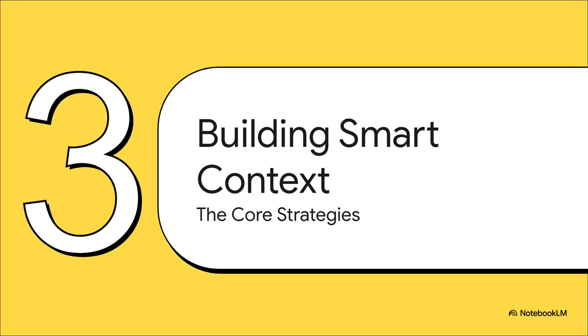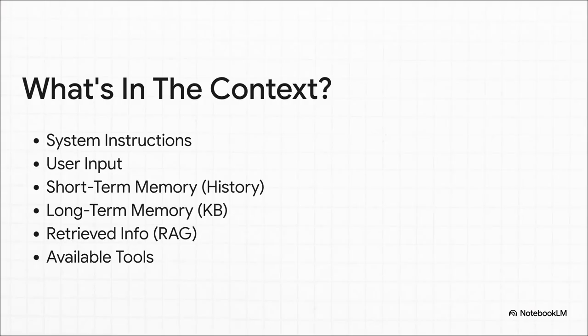What are the ingredients that go into this working memory to make an AI so smart and useful? Let's peel back the layers and see what's inside. So a really powerful context is like a cocktail, right? It's a mix of different information streams.